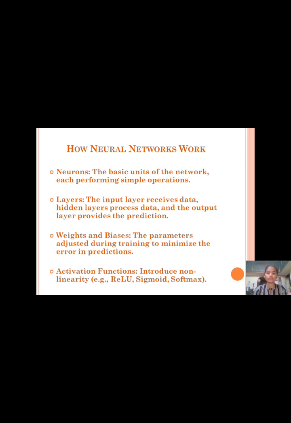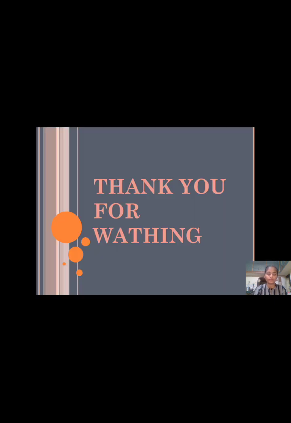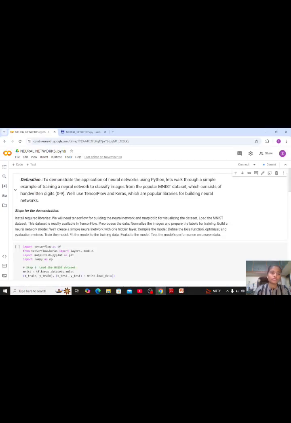Neurons, the basic unit of the network, each perform simple operations, and layers: the input layer receives data, the hidden layer processes data, and the output layer provides the prediction. And the weights and biases, the parameters adjusted during training to minimize the error in prediction. And activation function. With this overview, using Google Colab, let's take a look at our definition. So with Google Colab, we will demonstrate the application of neural networks using Python.